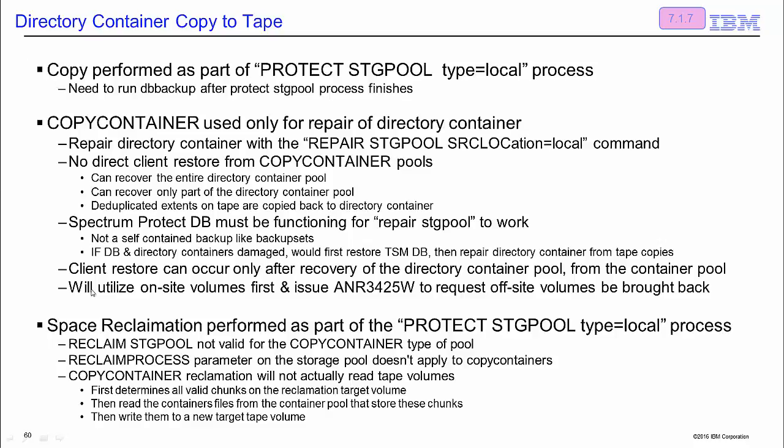When we're doing this repair command, we will utilize on-site volumes first, and then we'll issue the normal ANR 3425W warning in the activity log to request that offsite volumes be brought back on site. Space reclamation is actually performed for these directory container copies to tape as the protect storage pool type equals local process, and we don't have to mount the half-empty tapes. In fact, we will simply take the existing valid data out of the directory container and recopy it out to tape, and then free up those tapes that have been specified for reclamation.